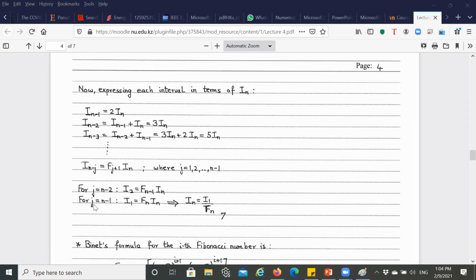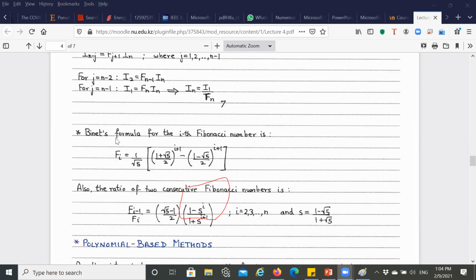Okay, so if you do this for j is equal to n minus 1, so in the final, if you replace it for j is equal to n minus 1, and so if instead of j I put n minus 1, this would give me I1 is equal to f of n, and this is how you actually prove this equation. Okay, so this is interesting.